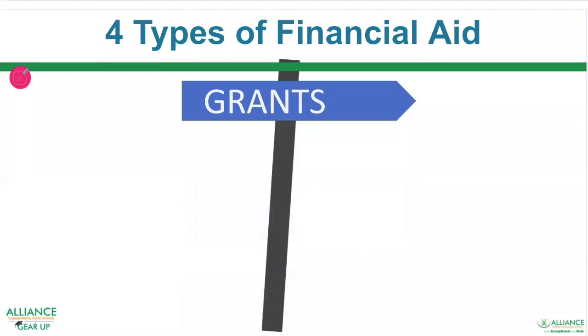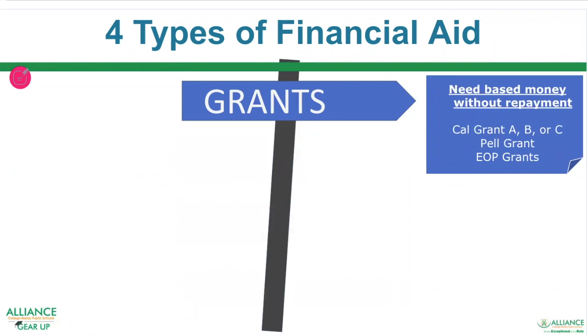We'll start off with grants. Grants is need-based money without repayment. Pretty much what this means is that you are granted money and you will not need to pay it back. Again, you don't need to give it back. Think of it as a gift that you get from the state, and then you don't have to pay back. This includes the Cal Grant A, B, or C, Pell Grant, and EOP grants.